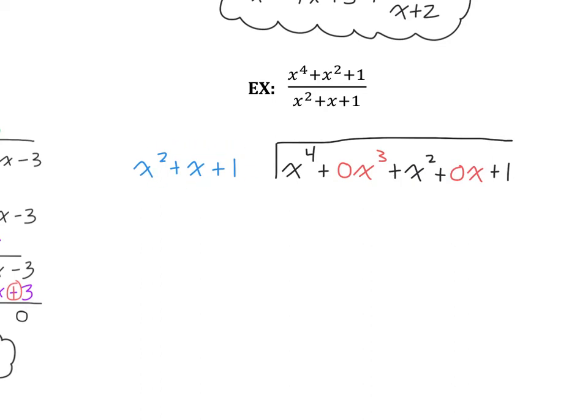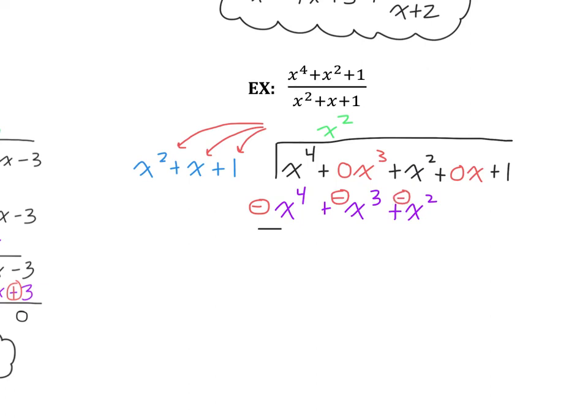So again, we ask ourselves, okay, x squared times what gets us x to the 4th? So we should say, oh, x squared times x squared. But now we multiply that guy to all 3 terms here. And when we do, x squared times x squared gets us that x to the 4th. X squared times x gets us a plus x cubed. X squared times 1 gets us a plus x squared. Now we change the signs because we're subtracting this quantity.